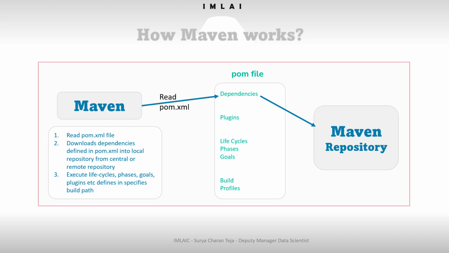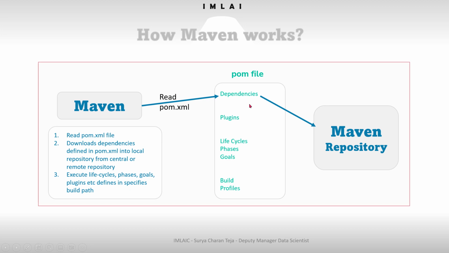The first important term that you should know is the POM file, the project object model file. What are the POM files that you can see on the screen? This is how a POM file looks. These are the components a POM file generally consists of.